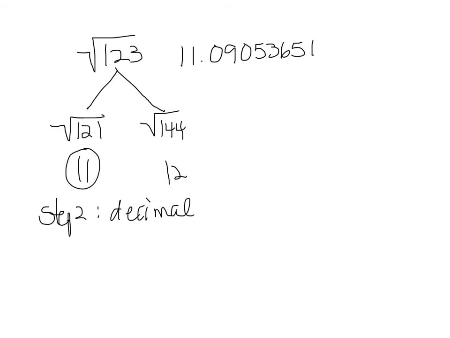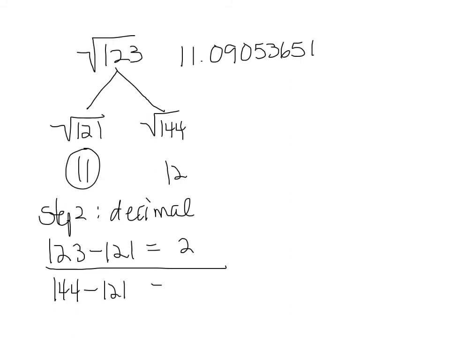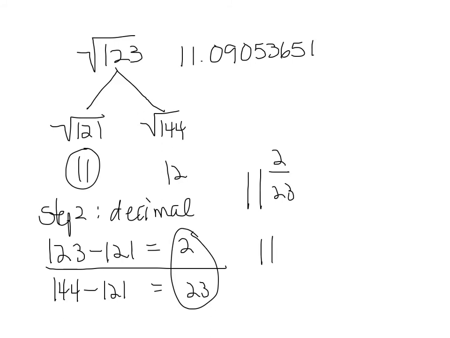Step 2, let's take care of the decimal. Your numerator is going to be how far away the one you want, 123, is from the lower one. So I'm going to go 123 minus 121, 2. Your denominator is going to be how spread out your two estimates are. 144 minus 121 is 23. This is my fraction that's going to go with 11. So it's going to become 11 and 2/23. 0.0869. Okay, pretty close.